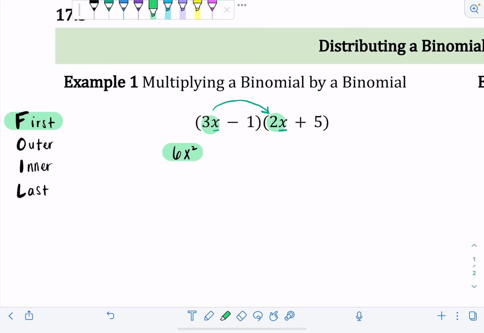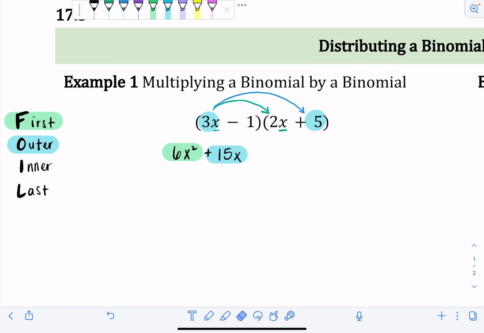I'm going to try to color code as much as possible. I got to erase some of the middle parts just so it doesn't overlap and turn into one of those weird brown watercolor colors. So next is outer. That means we take the terms that are on the outside of the problem. So 3x and 5, those are both on the outside. I would take the 3x and multiply it by the 5. That means I would multiply 3 times 5, which is 15. And then I don't have anything to multiply the x by, so that just stays as regular x. It doesn't change to x squared or anything like that. So this is what we get from our outer.